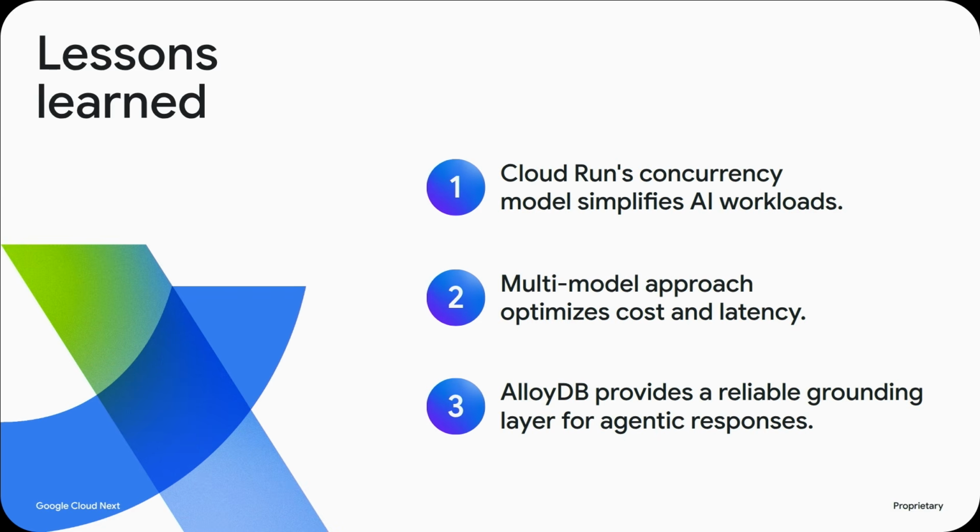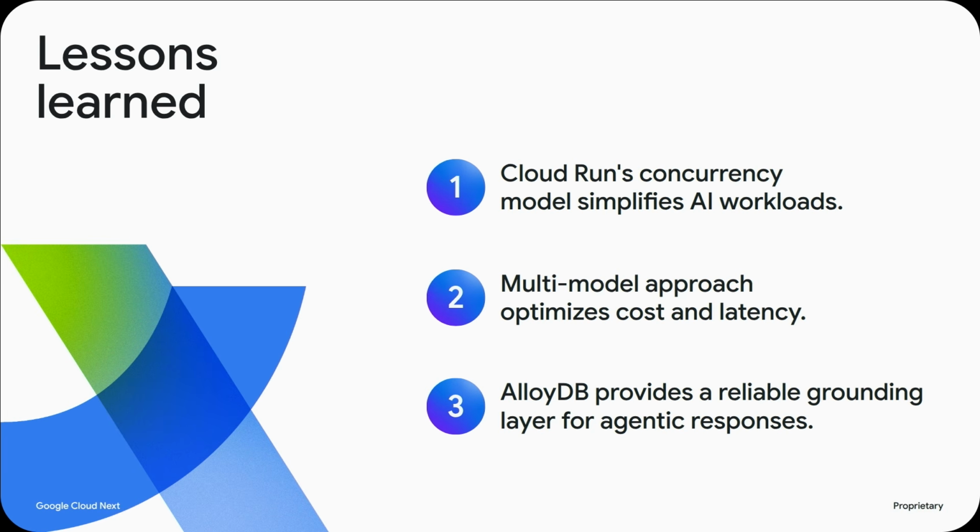So if you're taking nothing away from this session, I would really like you to understand these 3 lessons that we learned. 1, Cloud Run's concurrency model simplifies our AI workloads. We expected to spend significant engineering effort on scaling. We simply didn't have to. The platform handled it for us. And this allowed us to focus on the product.